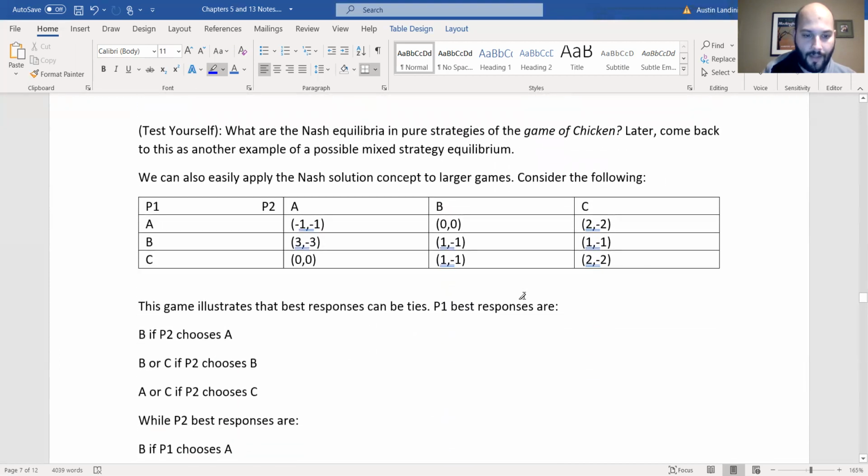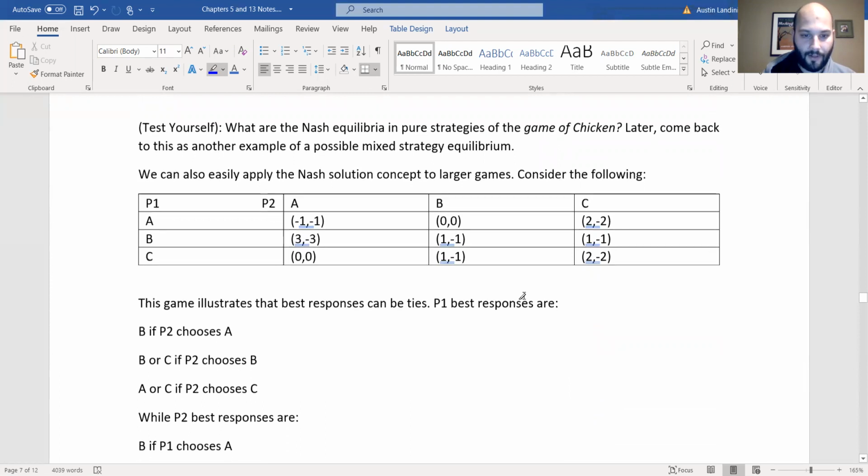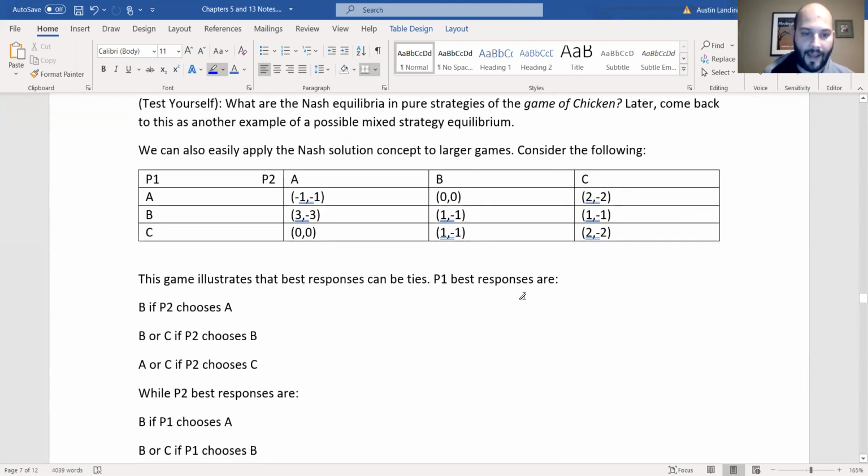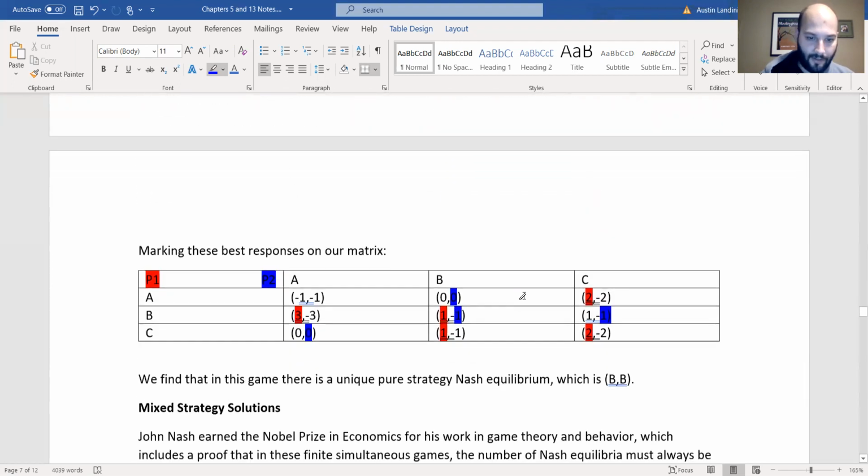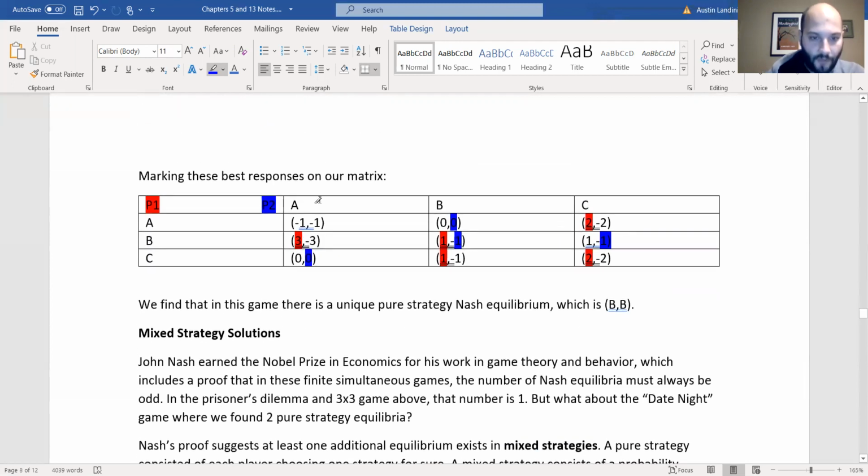All right, we can also apply this concept to larger games, and best responses can also be ties. So player one's best responses, I've already got them highlighted here. If player two is choosing A, player one would get -1 for A, 3 for B, 0 for C, best response B. If player two chooses B, we see that we have a tie. Player one should choose either B or C, so we've highlighted them both. Player two chooses C, once again, player one has a tie. A or C will yield a payoff of 2, so either one is a best response.